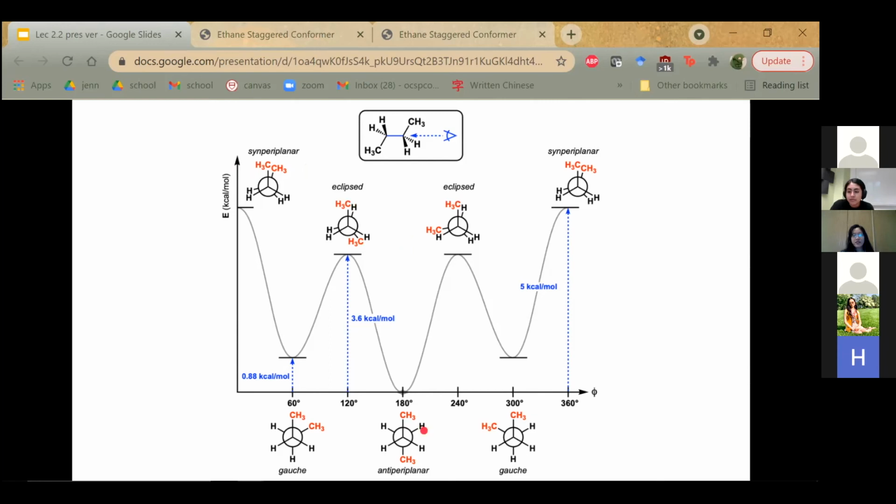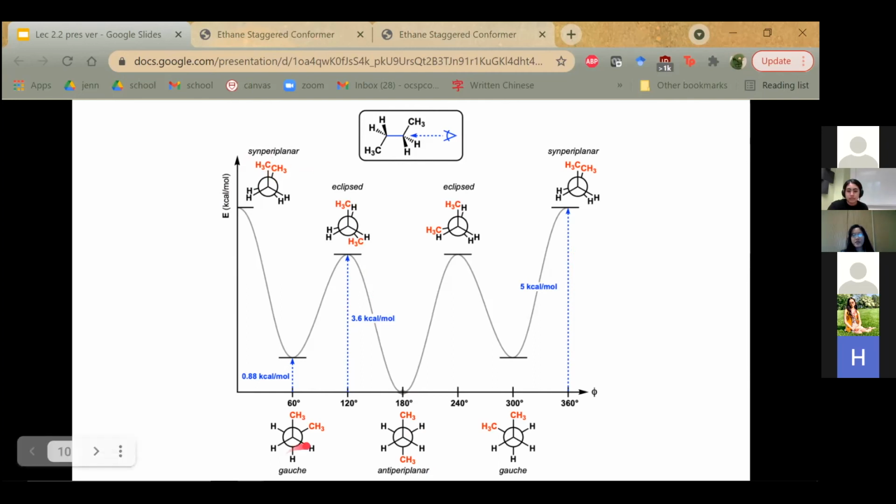So as you can see from here, our lowest energy state is where you get these bigger groups, these methyl groups, as far apart as possible, 180 degrees apart. And our highest energy states are where these methyl groups are as close as possible, when they're 0 degrees apart. And if you walked through this whole energy diagram, that would make sense. So when it's a dihedral angle of 0 degrees, they're completely overlapping, that's going to be our highest state. And then we just move this methyl group over slightly.